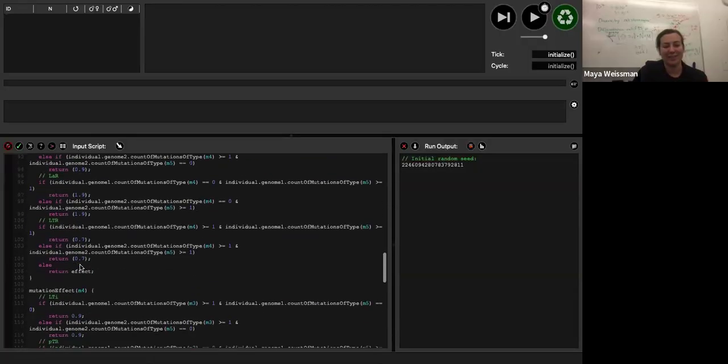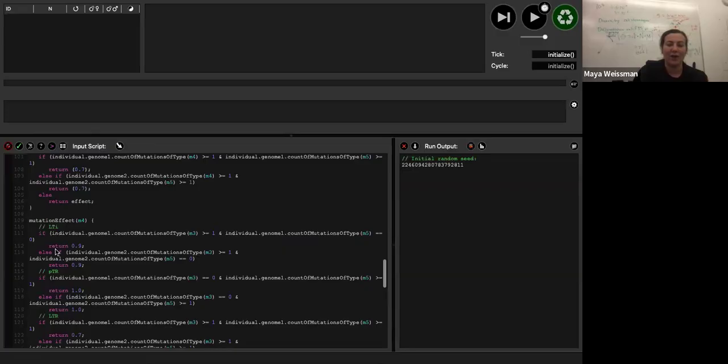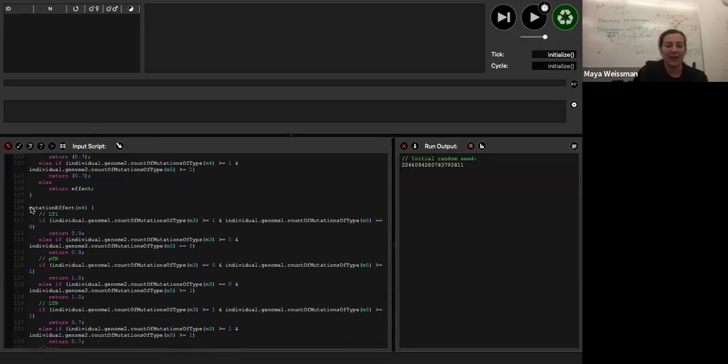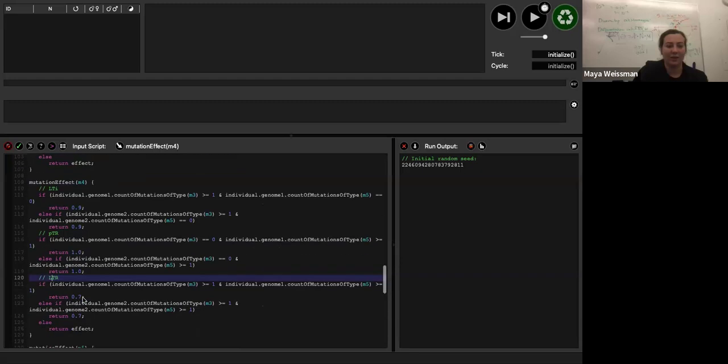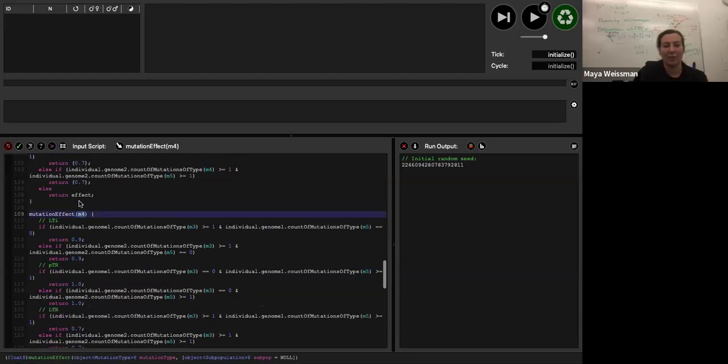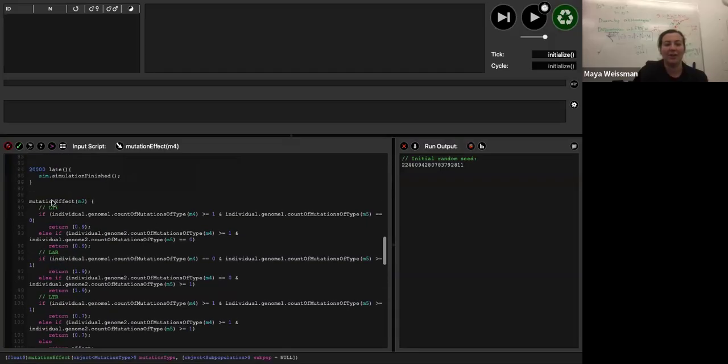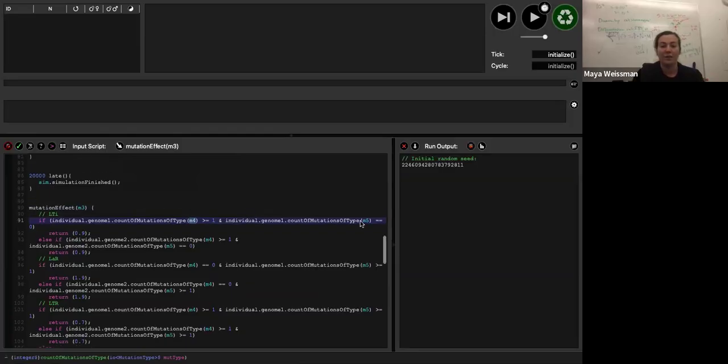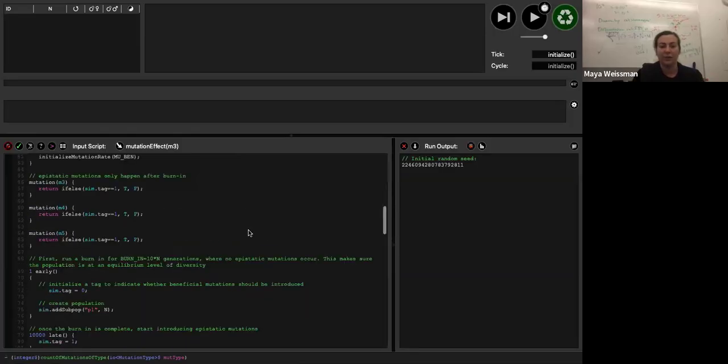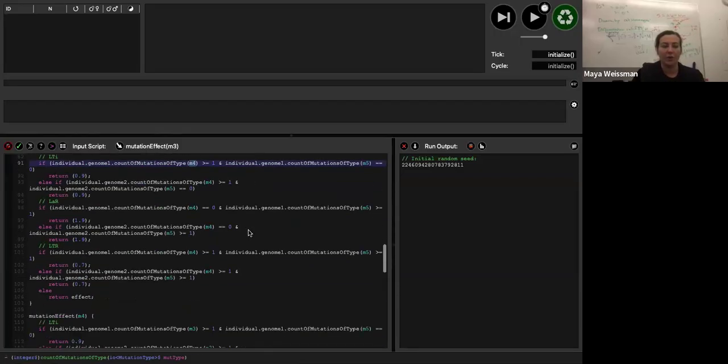Now here's where it gets, gosh, this is so long. For every single one of my epistatic mutations, I created a new mutation effect callback that is going to modulate their effect. So if individual genome 1 count of mutations of M4 is greater than 1, and nope, I'm just kidding.